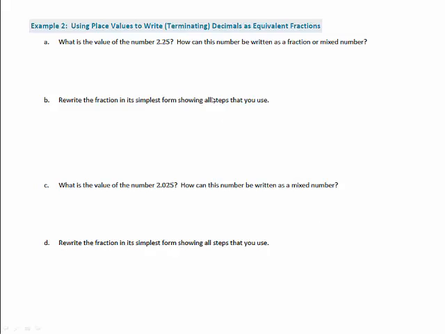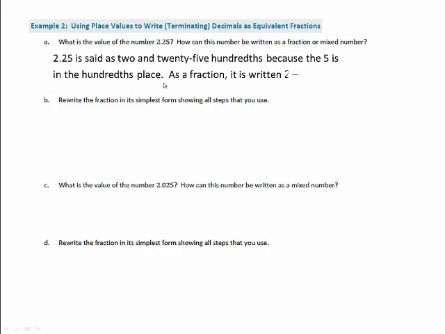In example 2, we're going to use the idea of place value, tenths, hundredths, thousandths, decimal place values, to write these decimals as fractions. So first we have the number 2 and 25 hundredths. Well, the way we say it helps us know how to write it as a fraction. This is 2 wholes and 25 hundredths. So when we say it, then we can write it. The 5 is in the hundredths place, so as a fraction it's written as 2 with 25 in the numerator and 100 in the denominator.